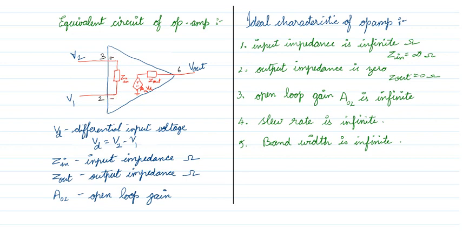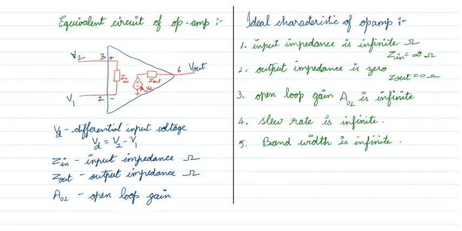Here, in the plus terminal, I have given V2. In the minus terminal, I have given V1. So V2 minus V1 is your differential input voltage. Then Zin is the input impedance, Zout is the output impedance, and AOL is the open loop gain. So this is the equivalent circuit of the op-amp.